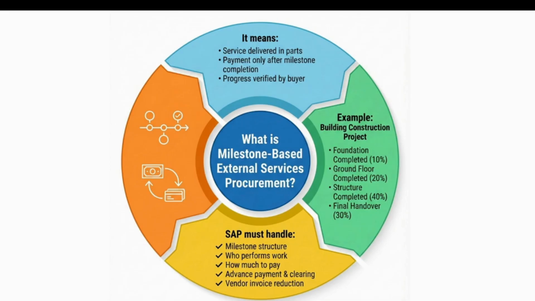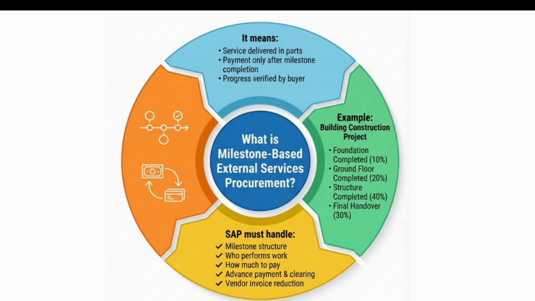For example, in a building construction project the milestones may be: foundation completed, 10% advance it has taken. Ground floor completed, 20% it can take. Then structure completed, 40% it can take. Final handover, the remaining 30% will be paid.